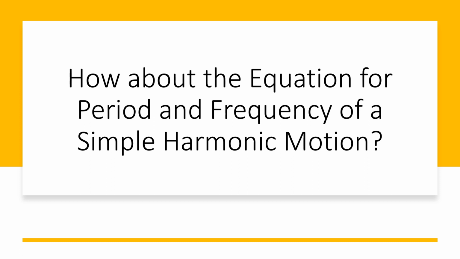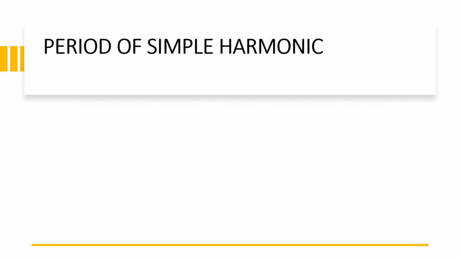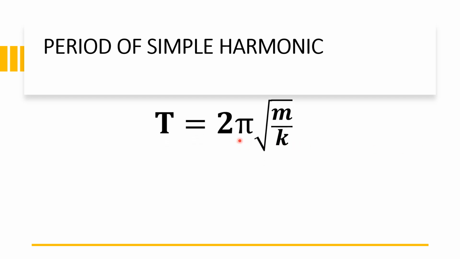Okay, how about the equation for period and frequency of a simple harmonic motion? So, in this case, it is different because we are dealing with simple harmonic motion. So, as you can see, it was defined that in simple harmonic motion, the restoring force and the equilibrium position are proportional to one another. So, the formula for period and frequency will be quite different. In order to get the period of simple harmonic motion, the formula that we're going to use is this one. So, that is T = 2π√(m/k).